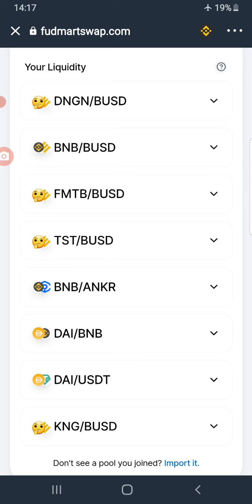Because once we launch the program, we can only add more pools if there is need to. If there is no need to, we'll just allow the existing ones to continue running on the liquidity mining program, and look forward to the launch of FudmartSwap staking, where you now actually stake your pool tokens and get automated rewards on a daily basis. I will do more videos about FudmartSwap staking.